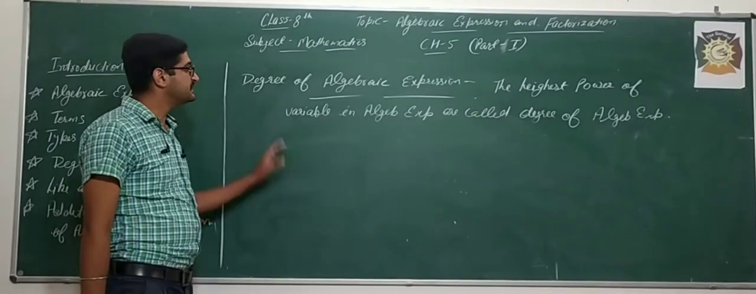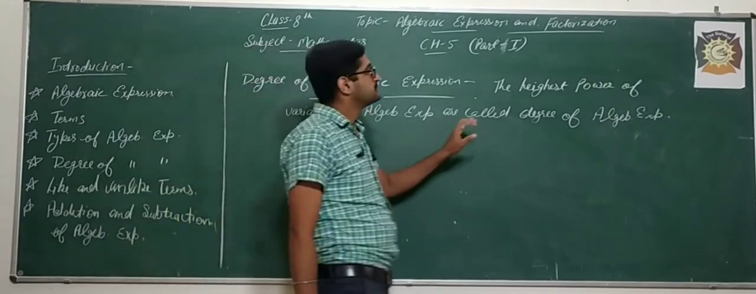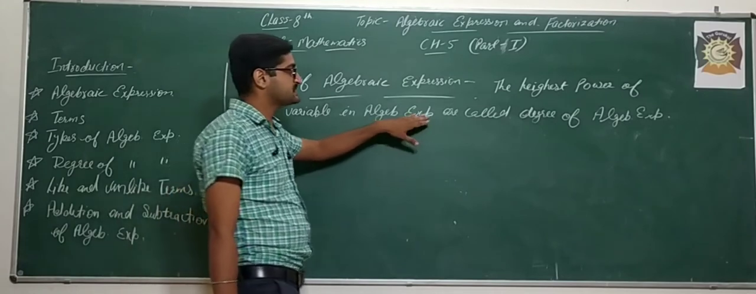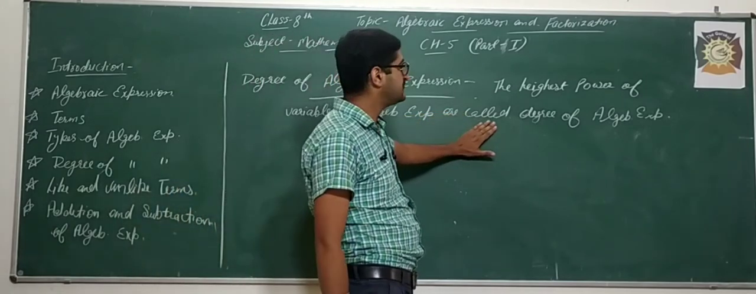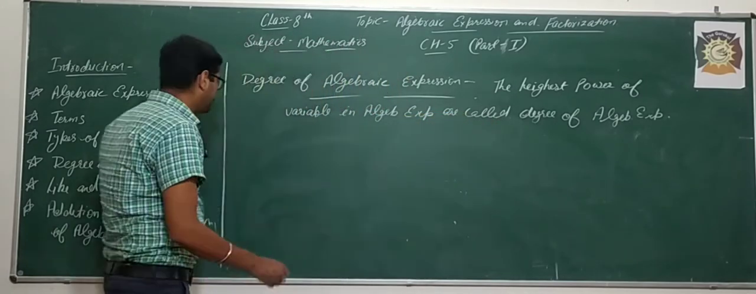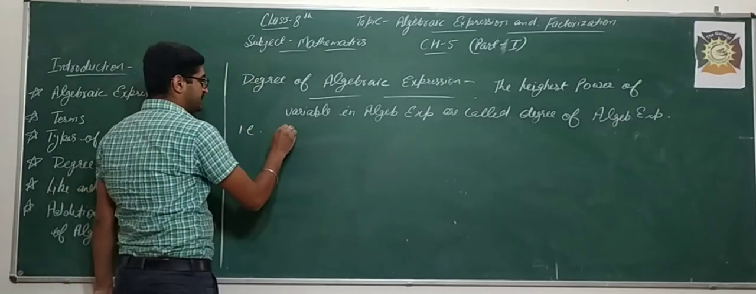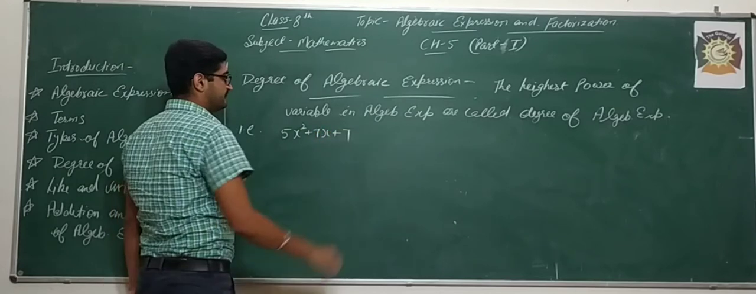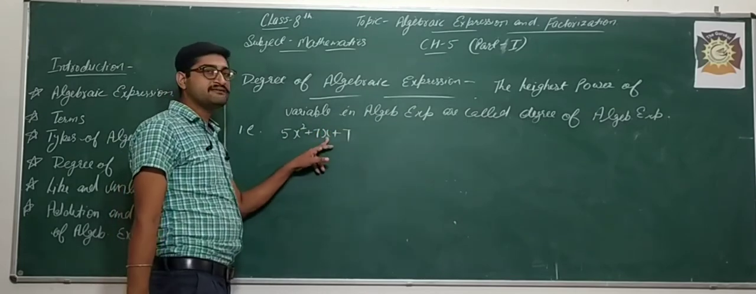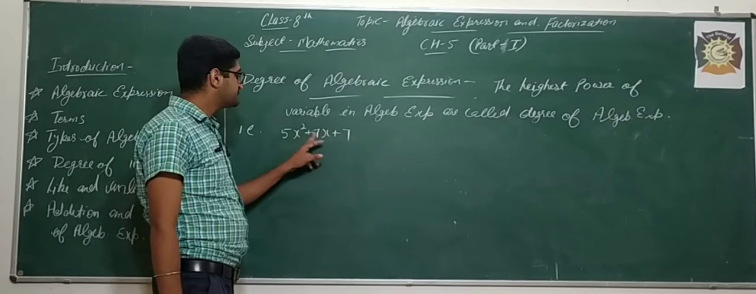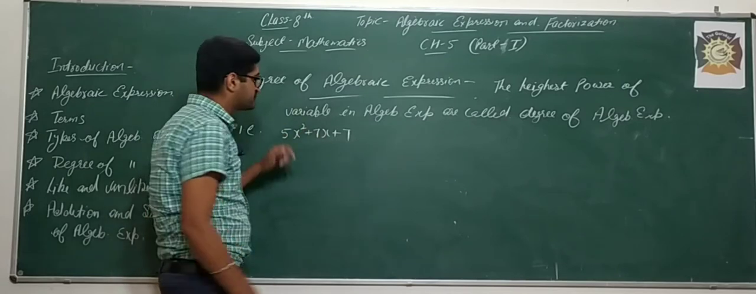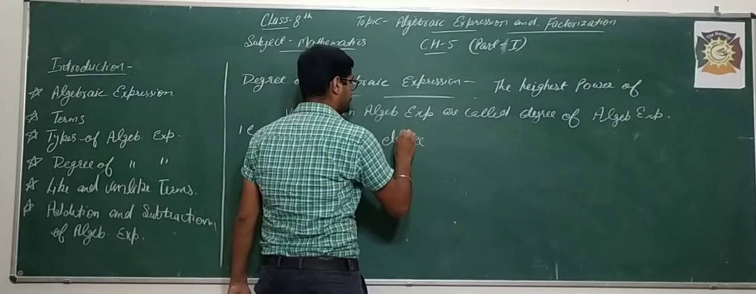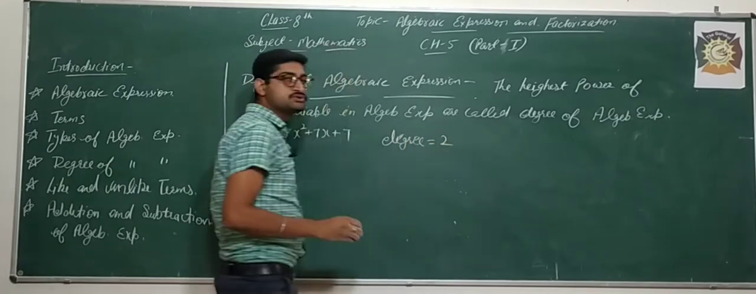Now the next topic is the degree of algebraic expressions. The highest power of the variable in algebraic expression is called the degree of the algebraic expression. So I am giving you an example. I am writing here, it's 5x square plus 7x plus 7. Here you can see x is the variable, but the highest power of x is 2. So here the degree of this algebraic expression is 2.